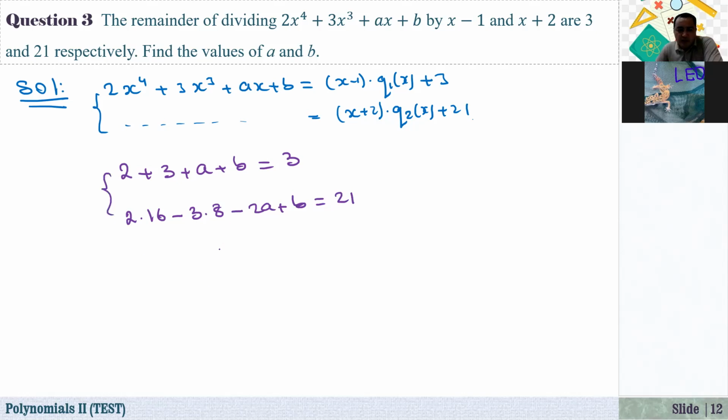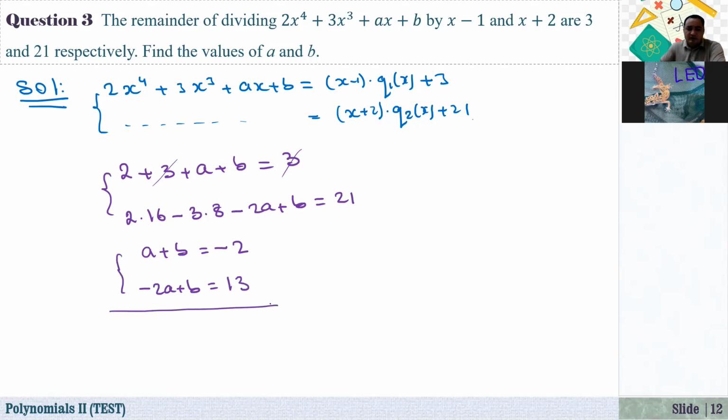Now here we have just simultaneous linear equations in two unknowns, right? The first one, we can simplify this to a plus b is equal to negative 2, because 3 and 3 cancel each other, take it to the right-hand side. And how about the second one? Negative 2a plus b is equal to 2 times 16, that is 32, 32 minus 24, that's equal to 8. Take 8 to the right-hand side, 21 minus 8, that's equal to 13.